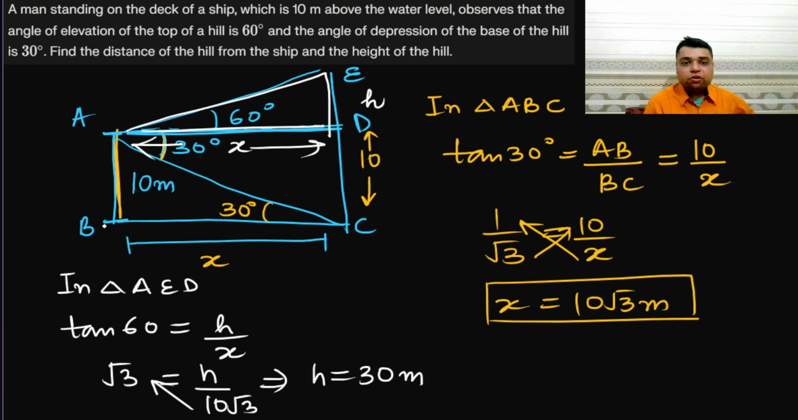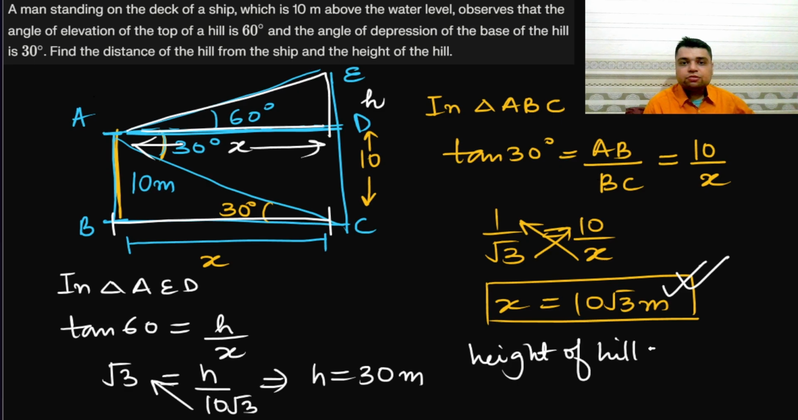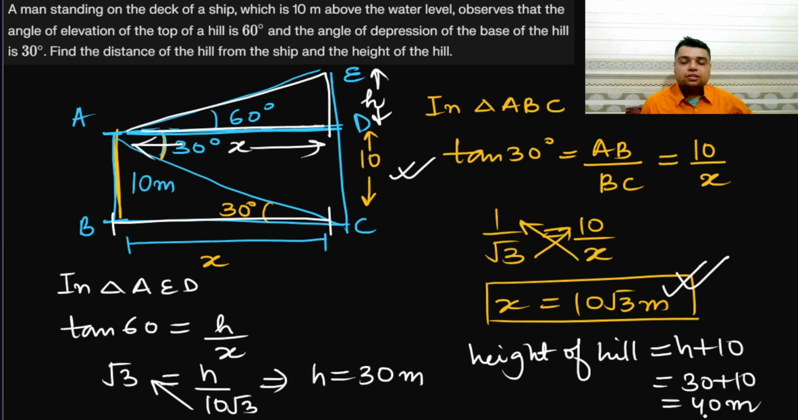Now we already know the distance between the hill and the ship, that is this 10 root 3. Now we need to find the height of the hill. Height of hill will be equal to H plus 10, because this is H and plus 10, this value we need to add now. So H is 30 and 10, so it will become 40 meters. Okay, this will be the answer. Let's see the next question.